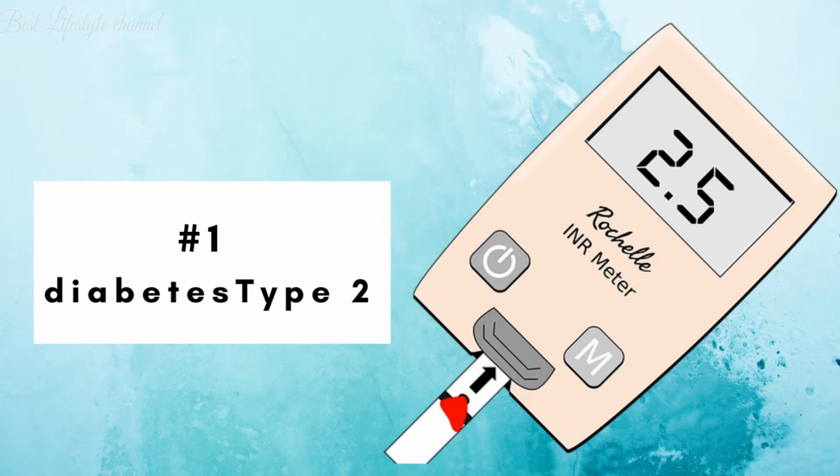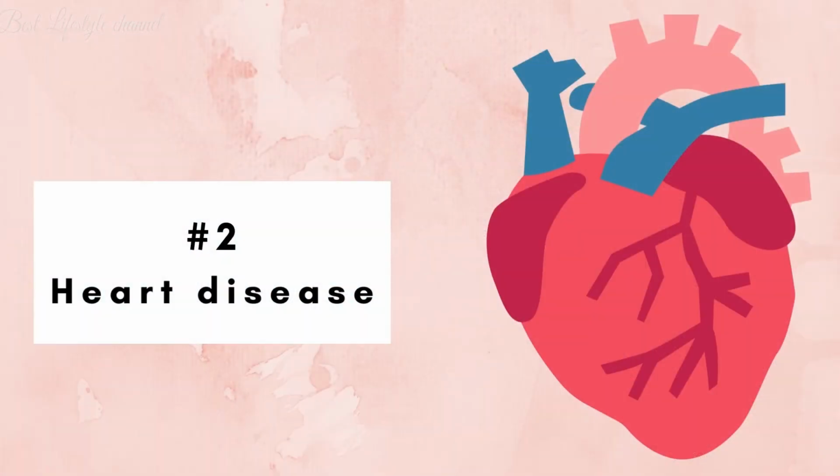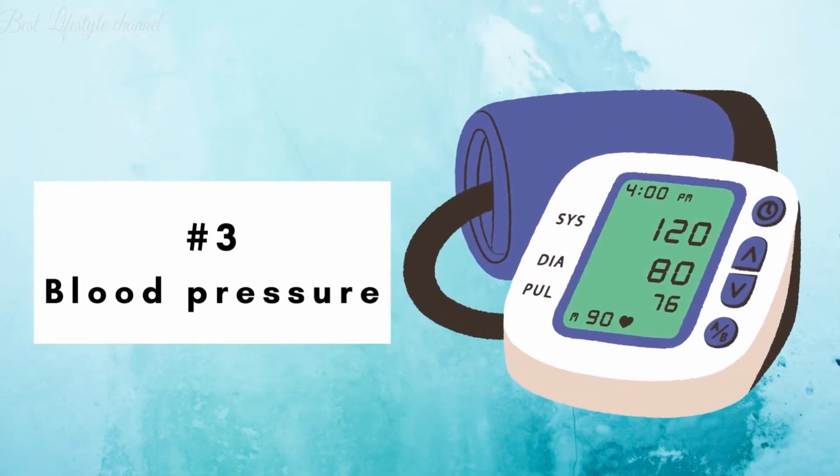Number 1, diabetes type 2. Obesity makes the body resistant to insulin hormone, which regulates blood sugar, resulting in increased blood sugar. Number 2, heart disease. Weight gain leads to high blood pressure, increased cholesterol, and fat deposits on the walls of the vessels, as a result of which the heart vessels narrow or become completely blocked.